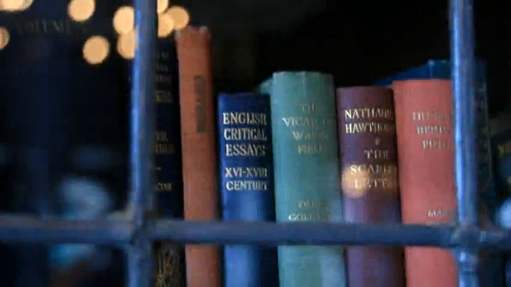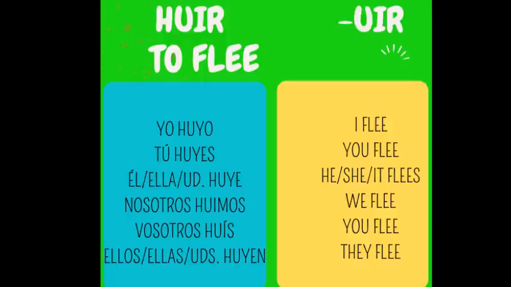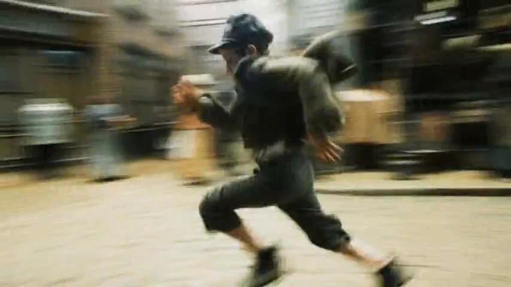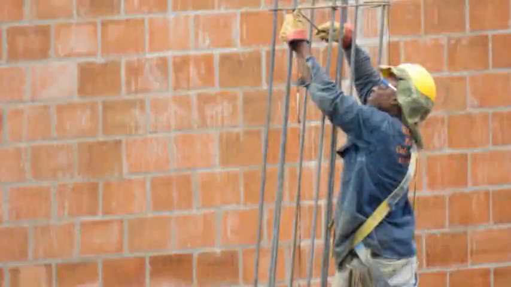Finally, let's cover verbs that end in "-uir", which add a Y before the ending in some forms, but not in nosotros or vosotros. Take huir, to flee. It becomes yo huyo, tú huyes, and él huye, but nosotros huimos. Other verbs in this group are construir, to build, and destruir, to destroy.